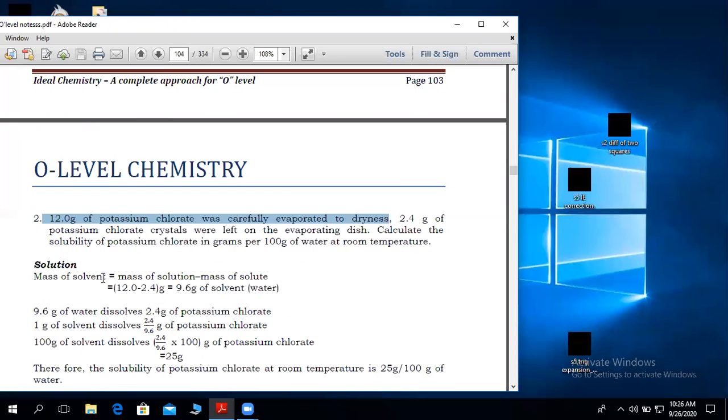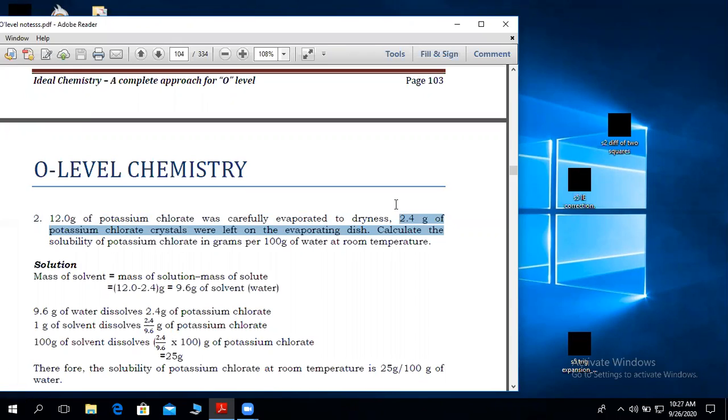Maria, 12 grams of potassium chlorate was carefully evaporated. Evaporated means to remove water. And 2.4 grams is what remained. So you had a solution containing water, you heated it, evaporated off the water, and you remained with 2.4. So what mass of solute remained? This is the mass of the solute that remained.